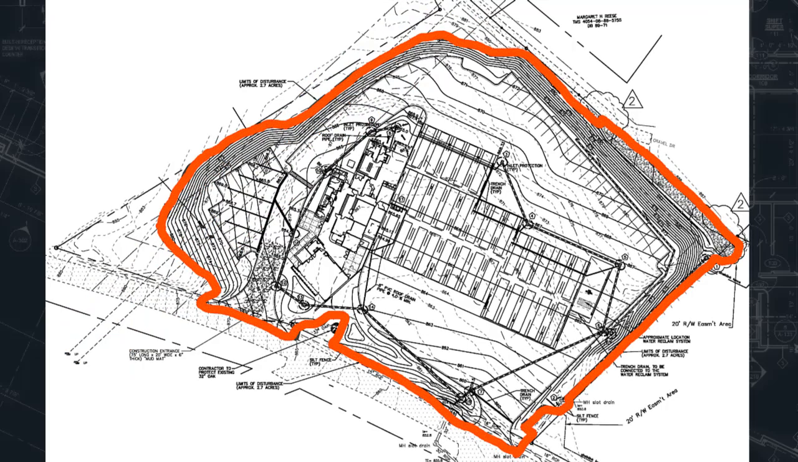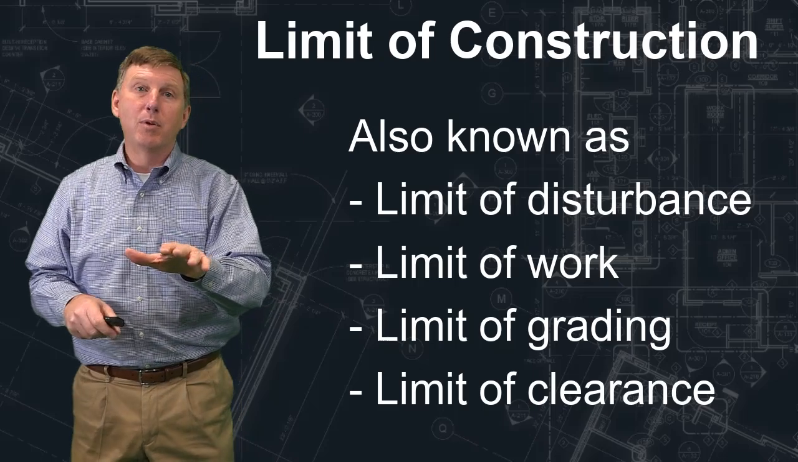We have the limits of construction. This is something new. What this means is the architect said, we don't want you doing anything outside of this area. And the limits of construction are usually defined as the area of grading. You won't be doing anything outside of that. Now this is really important too.